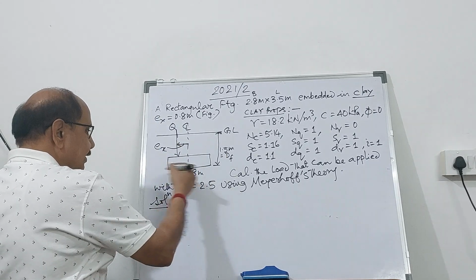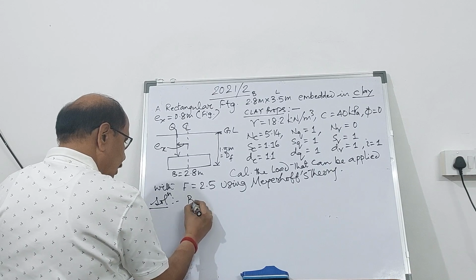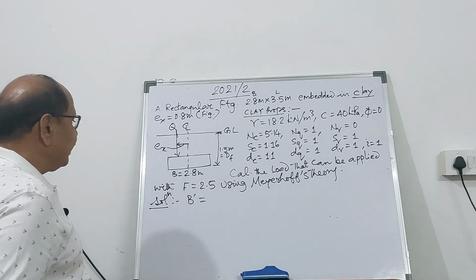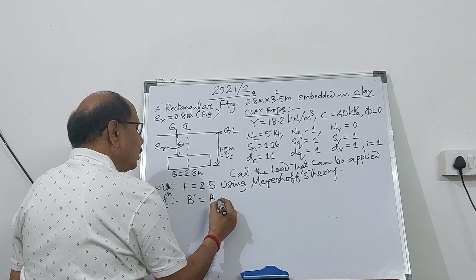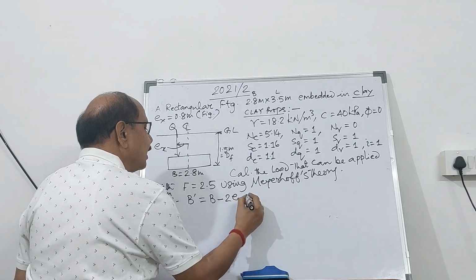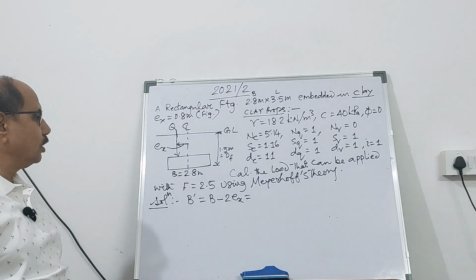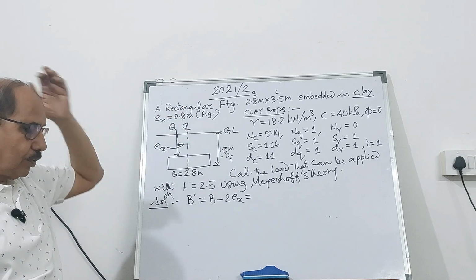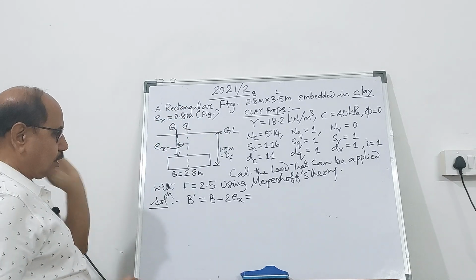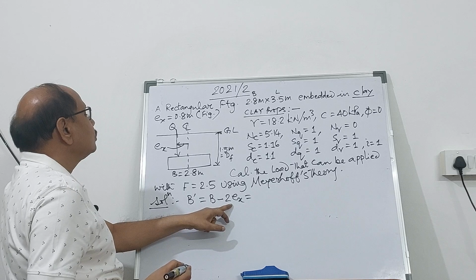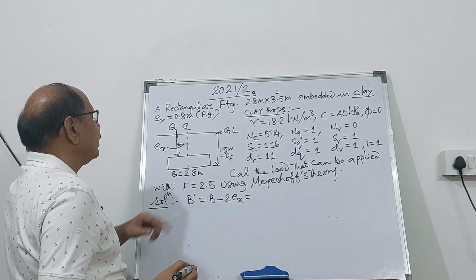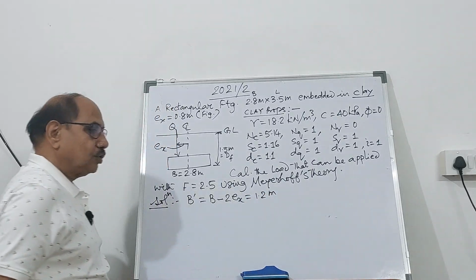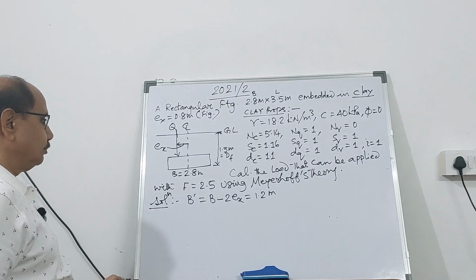Now, there is an eccentricity in the x direction, therefore the corrected width will be B minus 2 times ex. ex is already given in this problem as 0.8 meter, and therefore it becomes 1.6. So 2.8 minus 1.6 is 1.2 meter. So you know the value of B prime.